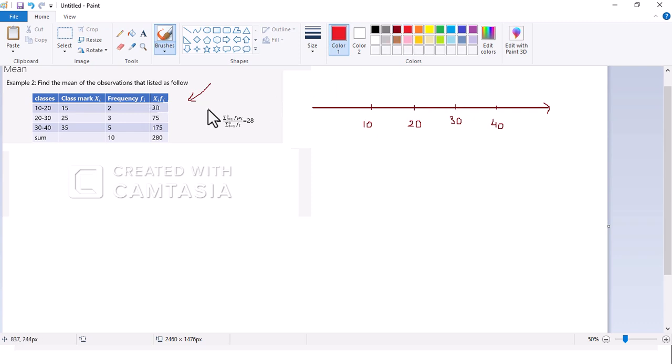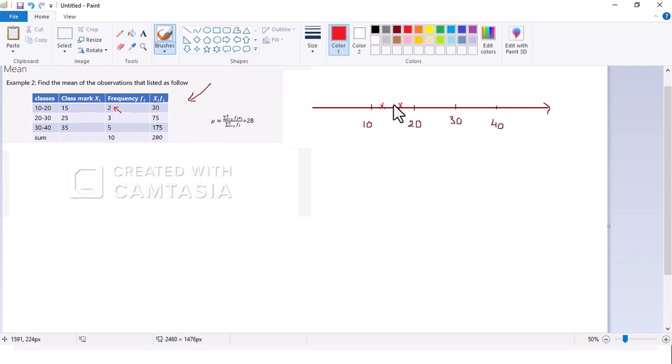The other data that we can construct here is their frequency. As you can see, the frequency of the first class is 2, which means we have 2 data between 10 and 20, but we don't know exactly what that data is. That data could be 12 and 14, or it could be 18 and 19, or any numbers. We just know that we have two data between 10 and 20.